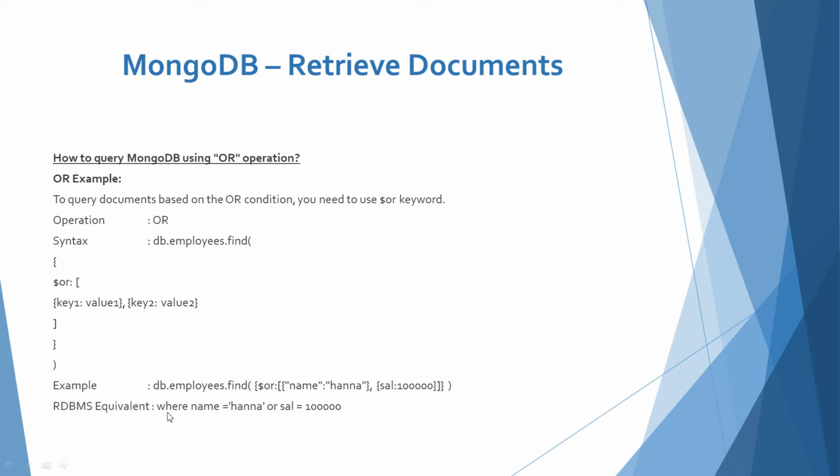The syntax in MongoDB is where name equal to HANA or salary equal to 1 lakh. That means name should be HANA and the other values could be any value, or salary should be 1 lakh and the name could be HANA or any other value, it will still satisfy. And even if it matches both, it will still give the result, but actually it has to satisfy any one of the conditions.